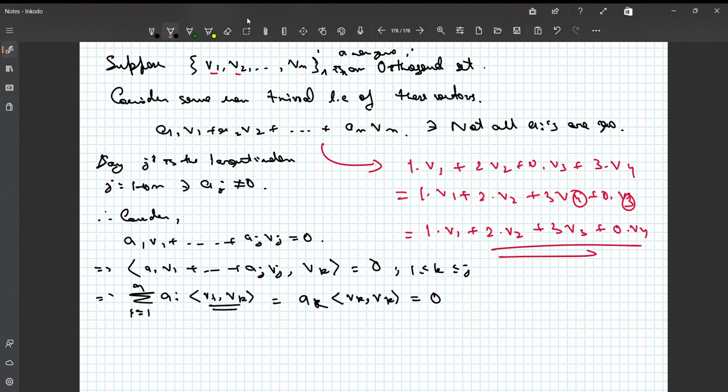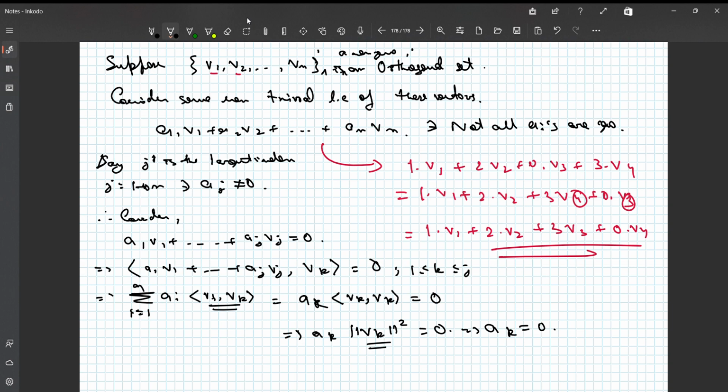Because if there exists some zero element, then there is nothing to talk about orthogonality with respect to that vector 0, because 0 is precisely the only vector which is orthogonal to any possible vector. It doesn't mean anything to talk about 0 being an orthogonal vector. So it's a non-zero orthogonal set. From here, ak times the norm of vk squared equals 0, but this is always positive because none of these vk's are 0. So this immediately means that ak must be 0.